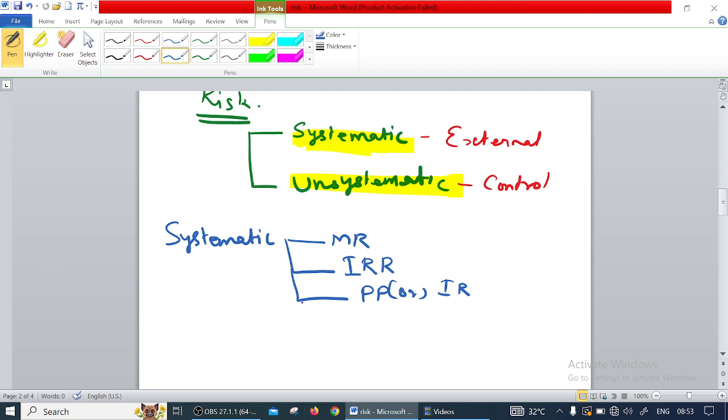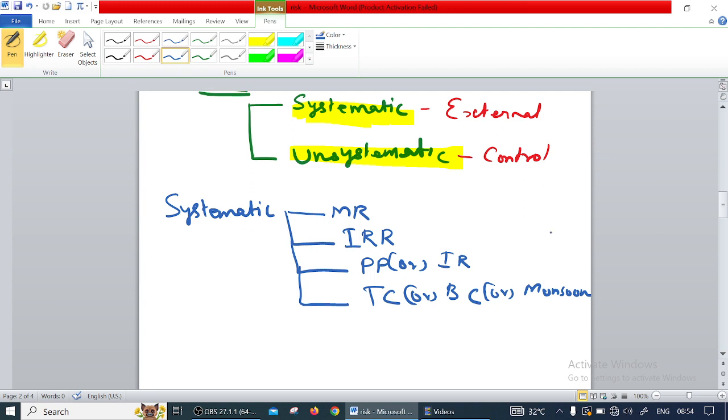And the last one is trade cycle or business conditions, or monsoons for agriculturally based economies like India. Even business cycle or monsoon factors. So these are all systematic risks, that is, external factors and uncontrollable risk.